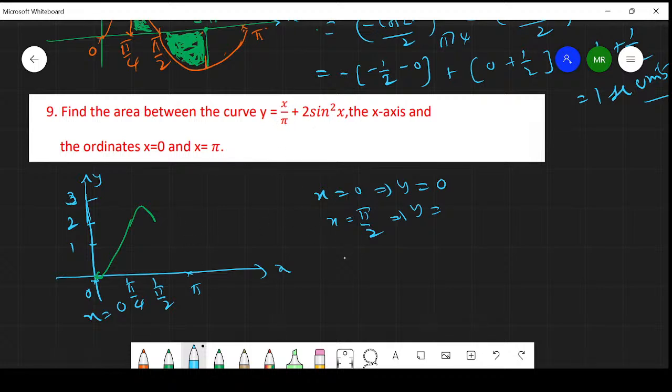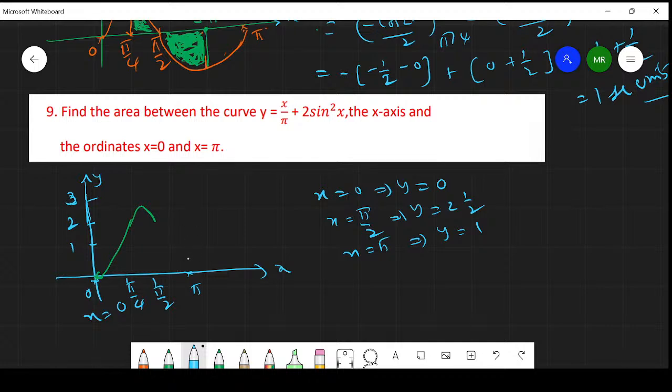Suppose here we substitute x is equal to pi. At pi by 2, I have written 2 point something: 1 plus pi by 2, 2 and a half. Roughly it comes between 2 and 3. If you take x is equal to pi, the pi will cancel. You will get 1 plus 0, you will get 1 only. At pi the value will come down.